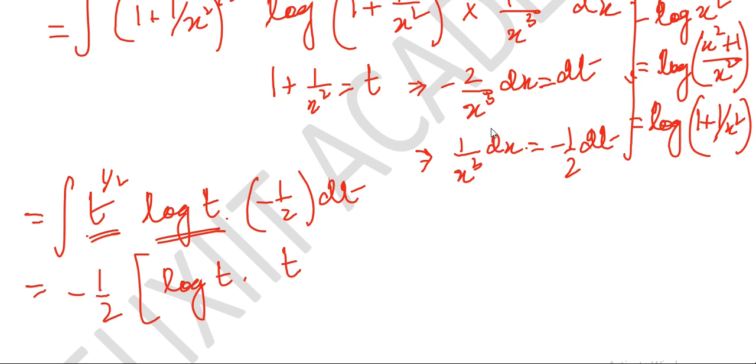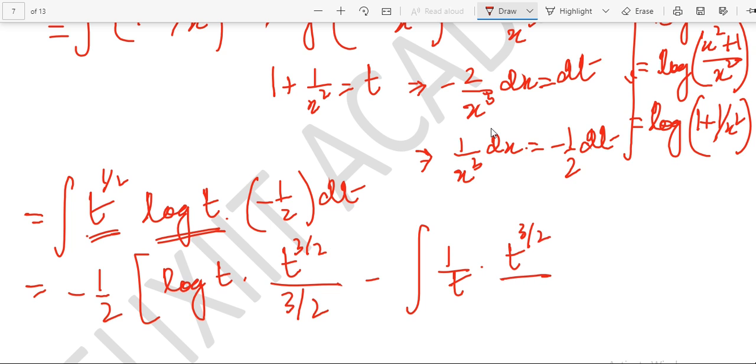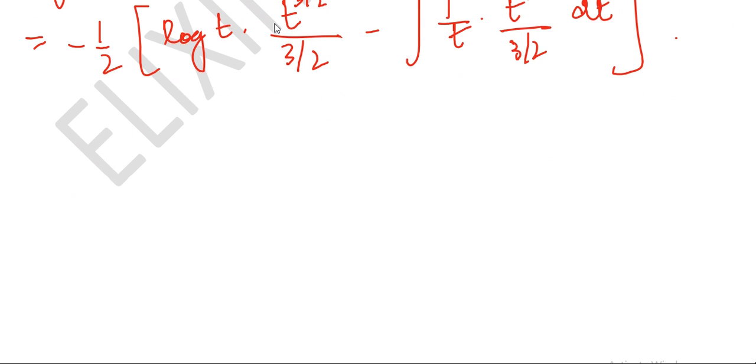So log will be the first function, so log t multiplied by the integration of t to the power half, which is t to the power 3 by 2 divided by 3 by 2, minus the integration of the derivative of log of t, which is simply 1 by t, multiplied by t to the power 3 by 2, and then we have 3 by 2 here in the denominator, so this is dt. Now let's see, this is minus.